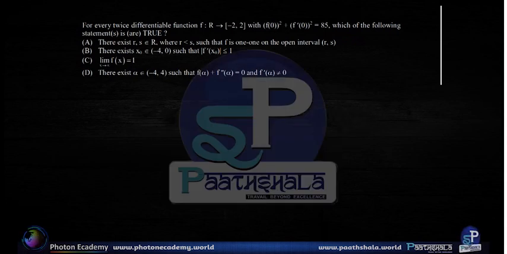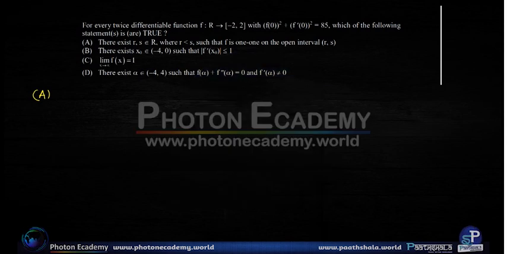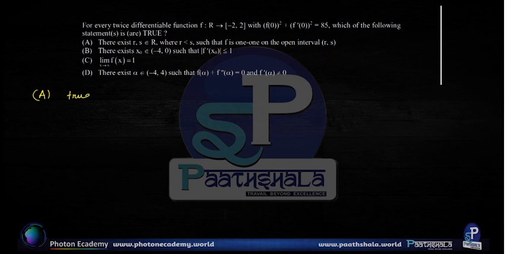Now, the first option is: there exist r, s which belong to real numbers, where r is less than s, such that f is one-one on the open interval r, s. This is a general property which is true for every continuous function. That implies A is true. Now we evaluate option B.